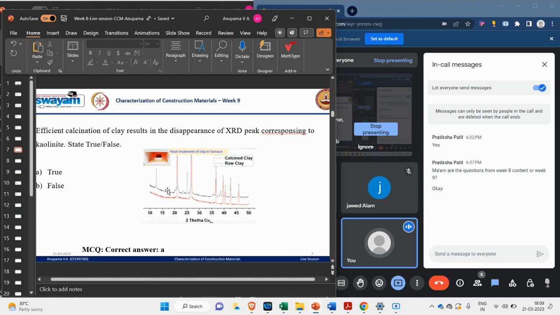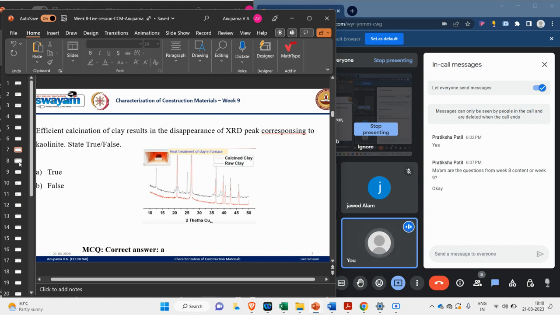So the top one, the blue or black peaks or lines, corresponds to the raw clay. When you calcine it, it becomes a calcined clay, and that pattern is given in the red line. So here these peaks are absent. Those correspond to the kaolinite.